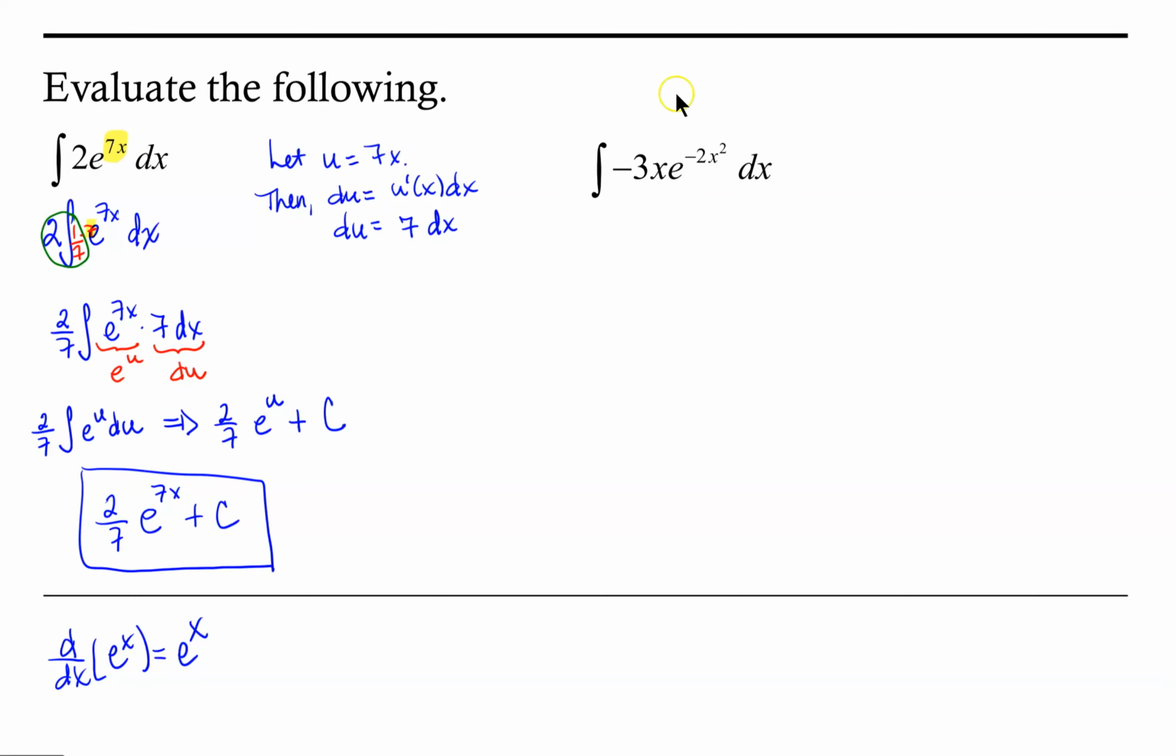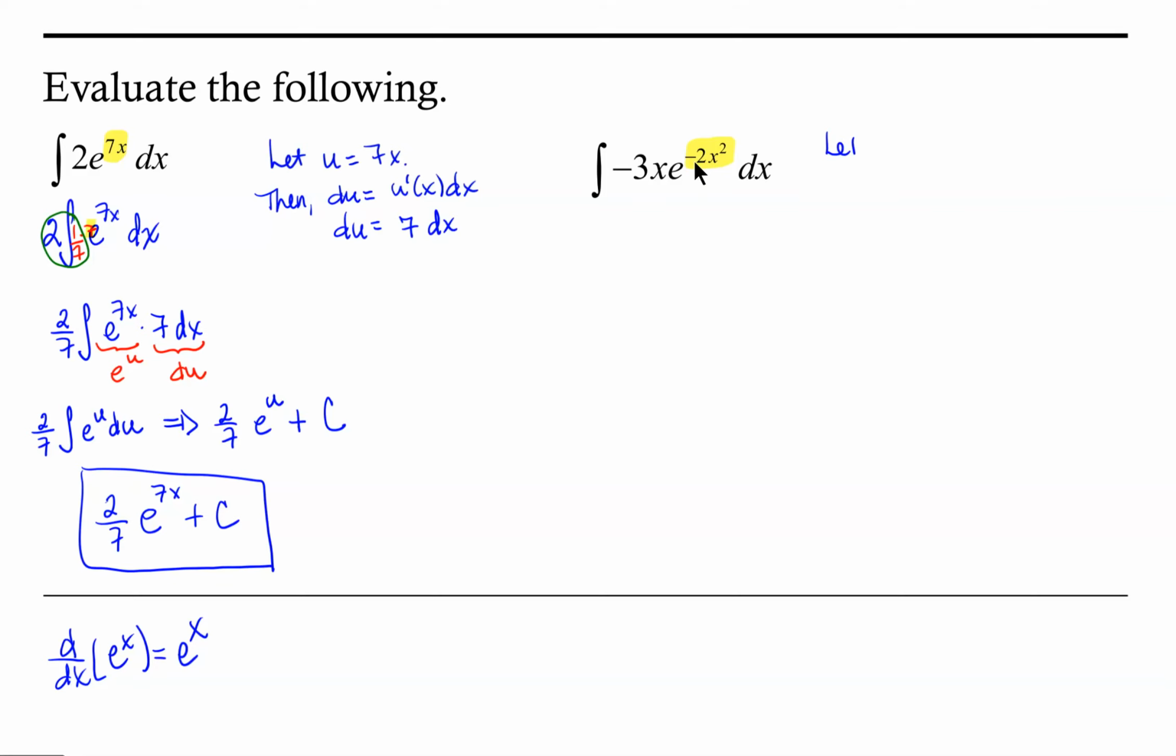Let's take a look at our second example here. I notice that I have a product. I've got -3 times x times this exponential. I notice that the exponent in my exponential is not simply x. So there is a composition of functions occurring here, where negative 2x squared is composed with the function e to the x. So let's go ahead and explore using negative 2x squared to do a substitution.